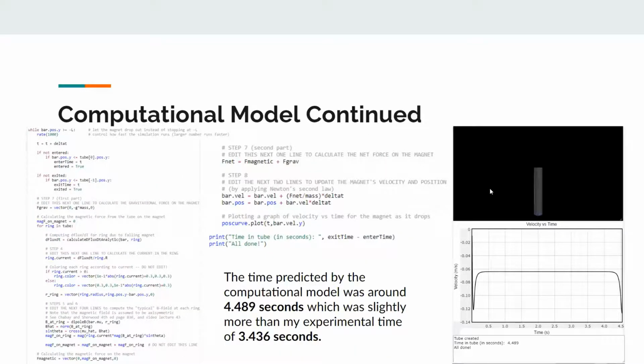After this, we then create a simulation loop which calculates the gravitational force on the magnet, the magnetic force, and also the current. From this, we can then get the B field, and this will then update the actual net force as well as the magnet's velocity, which is plotted on the graph. Here you can see in the picture that the computational model was around 4.89 seconds, which is slightly more than the experimental time of 3.43 seconds, or 3.436 seconds.